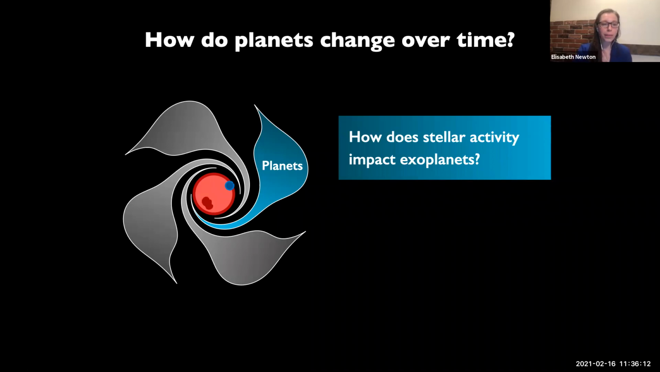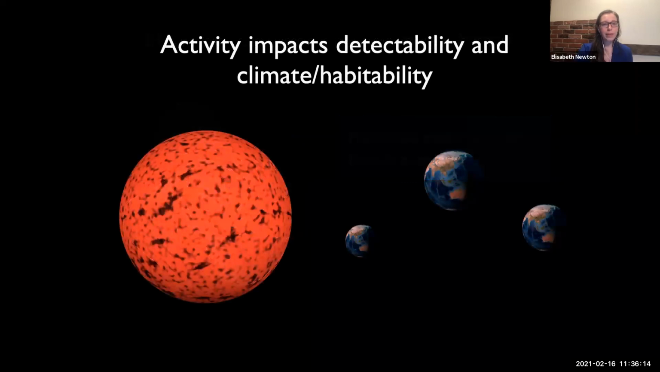So overall, stellar properties have a huge impact on exoplanets, from the fact that when we measure the radius of a planet, what we're really measuring is the relative size of the planet to the star. But when we think specifically about rotation and magnetic activity, there are two key impacts. First, there's an impact on the detectability of planets. So rotation and activity impact our ability to find planets via both transits and radial velocities. And then all of this high energy radiation can also impact the climate and habitability of the planets.